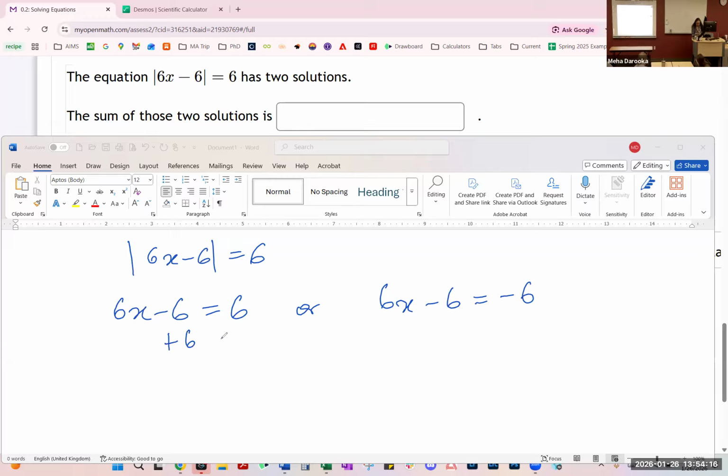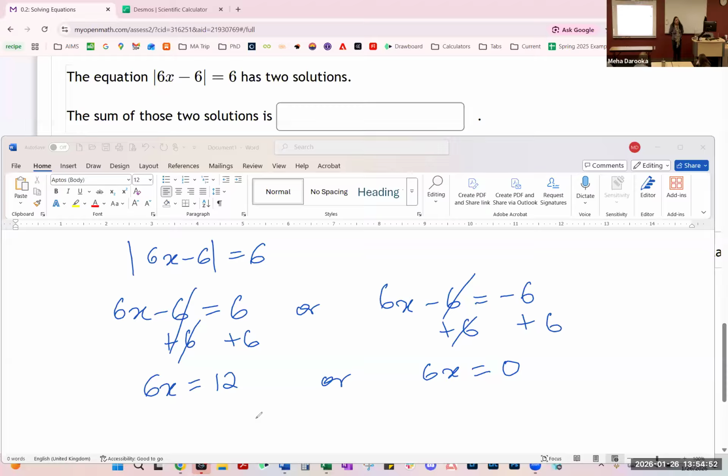So we start by moving that 6 to the other side. We'll add 6 to both sides of our equation, which will leave us with 6x equals 6 plus 6, which is 12. On the other side, you have 6x equals plus 6 minus 6, which will give us 0, which is fine. And then get each of the x's. So what do you get for the x value on the left-hand side and for the x value on the right-hand side? So 6x equals 12 or 6x equals 0.